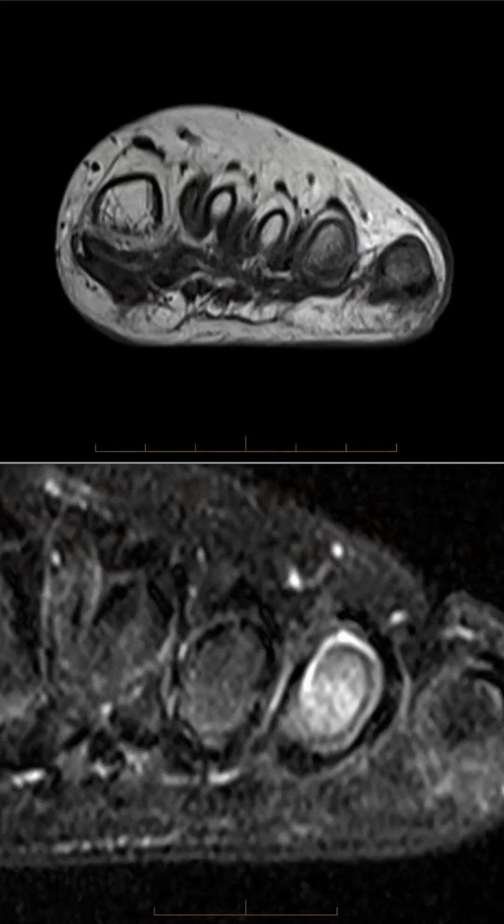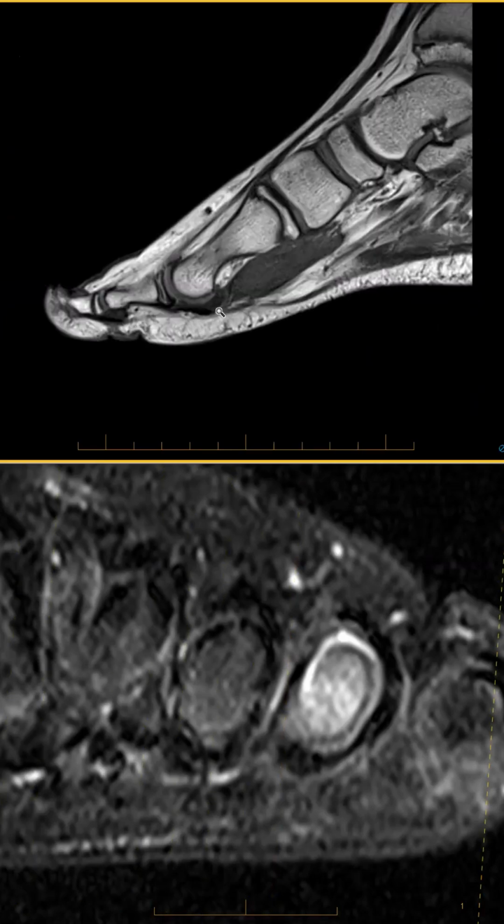So this is Freiberg's infraction, and if you want to learn more about that, you can take a look at that AJR article that had a lot of great points to make on this subject, including that they feel that Freiberg's infraction, this metatarsal head, is a subchondral fracture. It occurs in adults just the same as it does in children with this chronic repetitive stress.